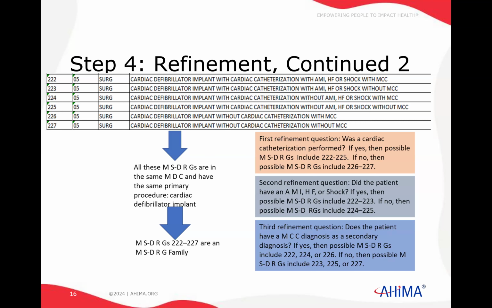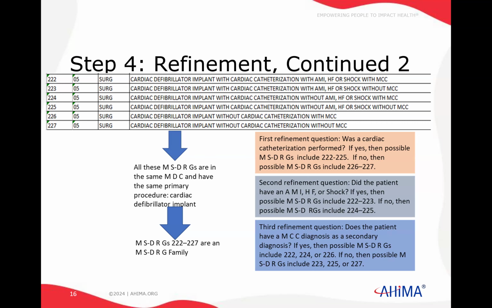So the first refinement question is, was a cardiac cath performed? If yes, then as you can see from this table here, the MSDRGs would be 222 through 225. If it's no, then the only ones that it could be would be 226 through 227. And then the second refinement is, did the patient have one of these MCCs? In other words, did they have the AMI, heart failure, or shock? Again, if it's yes, it's 222 through 223. If no, then it's either 224 through 225.